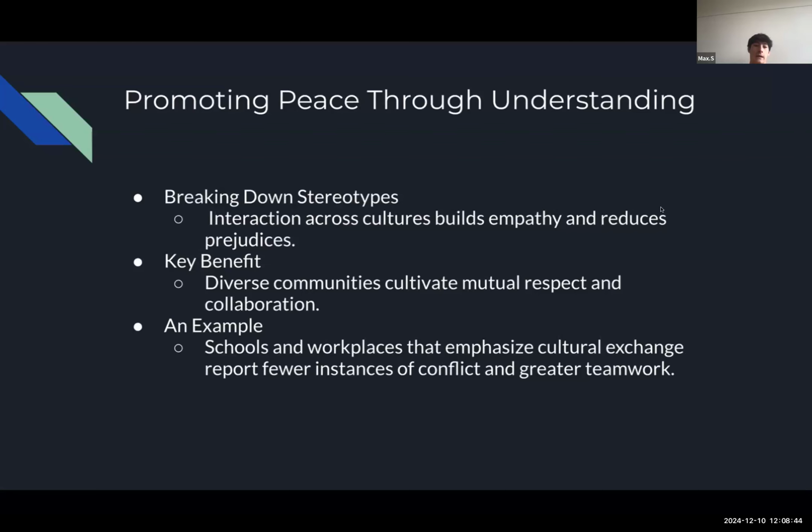Promoting peace through understanding. Breaking down stereotypes: interaction across cultures builds empathy and reduces prejudice. Some key benefits could be that diverse communities cultivate mutual respect and collaboration. An example would be schools and workplaces that emphasize cultural exchange report fewer instances of conflict and greater teamwork.